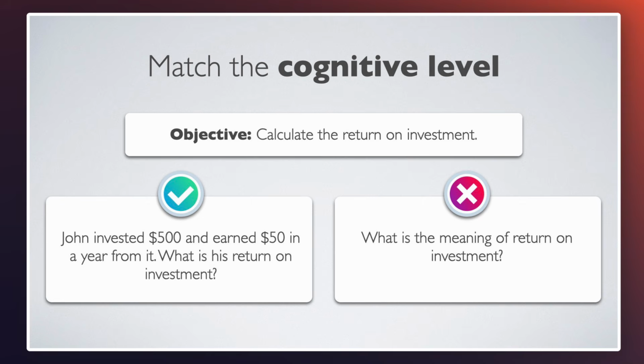So you get to see what is the use case here and what is the situation, and then based on that you write it. Now, there is another question here, which is a valid question. What is the meaning of return on investment? It's not a wrong question. I've put a cross on it because it doesn't correspond to the level of objective that we have. The objective says calculate. Here we are just asking the meaning of return on investment. So you can have both these questions in your assessment, but the first one is more important than the second question. So always make sure you match the cognitive level of the objective and create things like that.